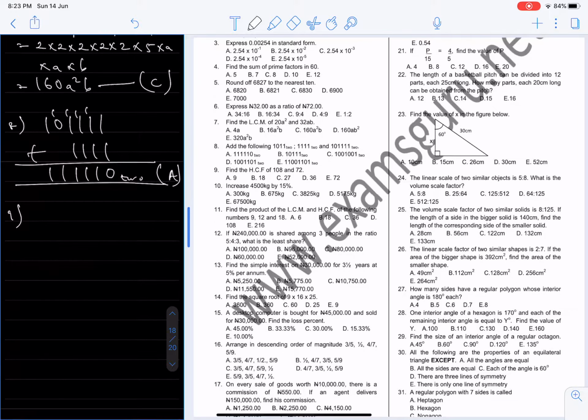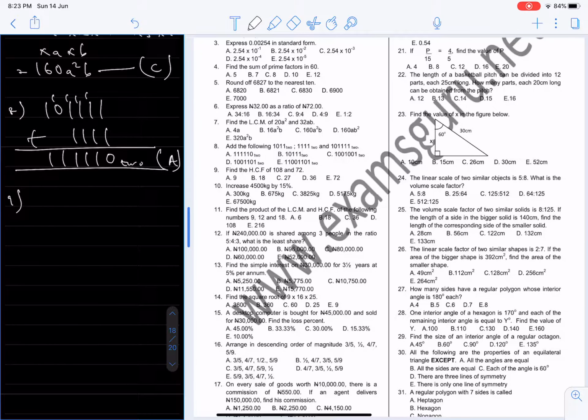Find the HCF of 108 and 72. Of course, I'm using the very, very simple methods so that you understand it no matter what. 72 and then 108. 2 will divide both. For HCF, you must find the smallest prime number that will divide all of the numbers at the same time. But for LCM, as long as the smallest prime number can divide one of them, we'll use it. But for HCF, it must divide all the numbers you have.